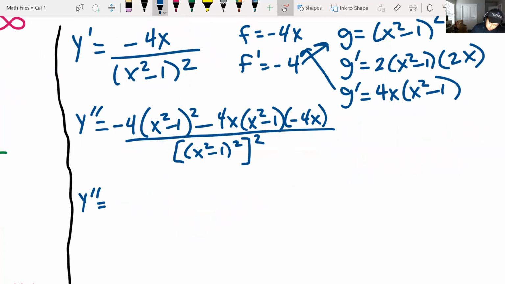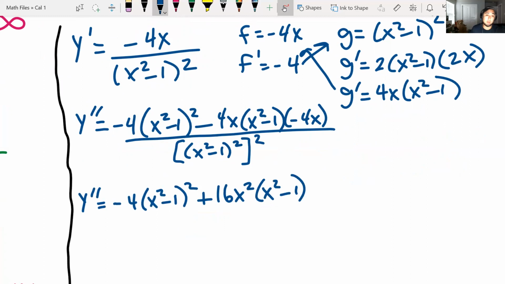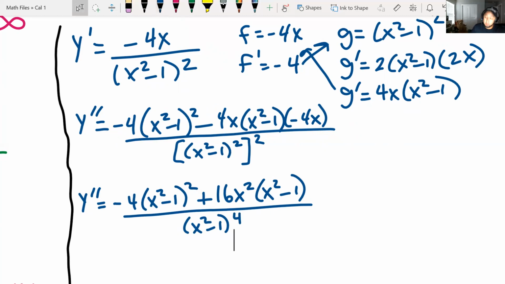Y double prime equals -4 times x squared minus 1 squared plus 16x squared times x squared minus 1. So I just did this -4 times that -4, 16x squared, over x squared minus 1 to the 4th. Okay, clean up some more.